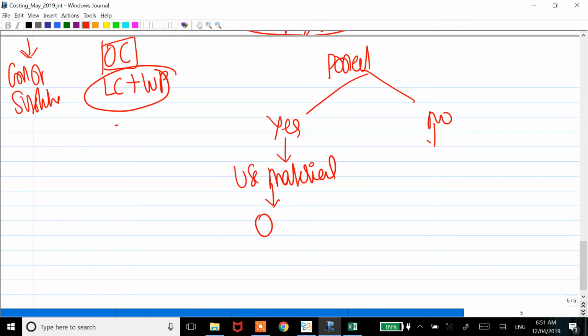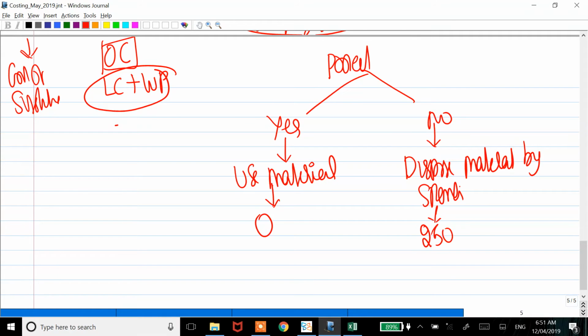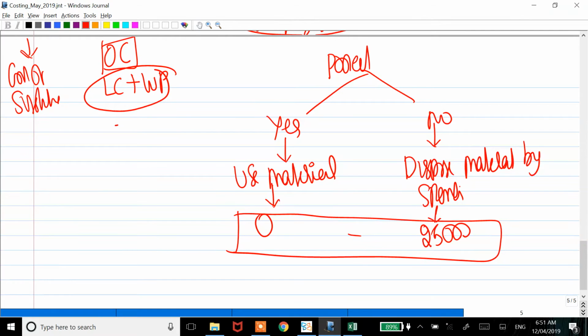If you don't use the material, you dispose of the material by spending 25,000. Now in the relevant cost statement, all outflows are written as positive and all inflows are written as negative, and the relevant cost is 0 minus 25,000. The relevant cost is negative 25,000 and not positive 25,000. In fact, the worth of that material for me today is minus 25,000.